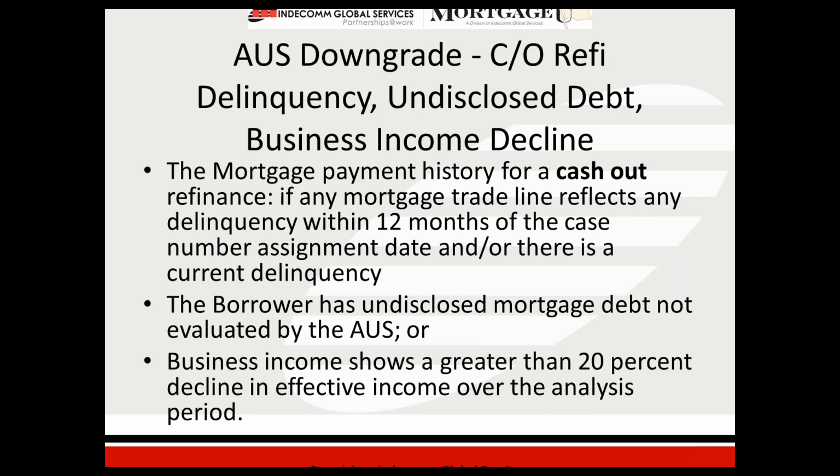Back to the screen, other aspects that would require a downgrade include the borrower has undisclosed mortgage debt not evaluated by the automated underwriting system, or business income shows a greater than 20% decline in effective income over the analysis period.